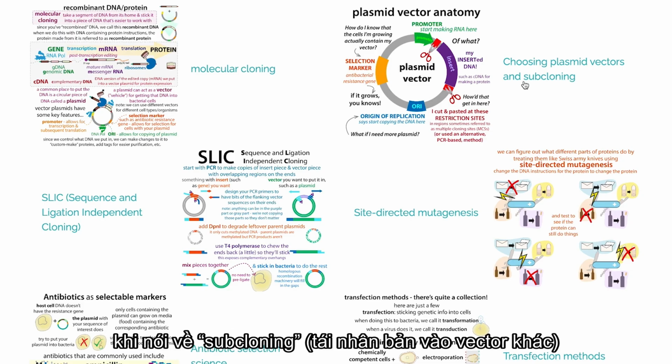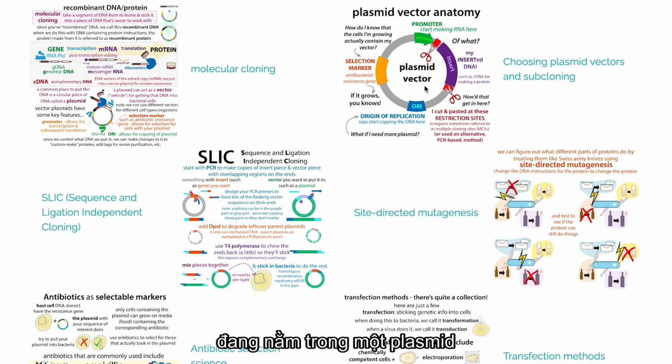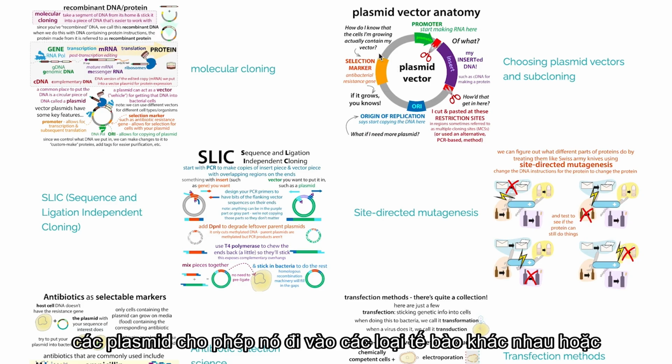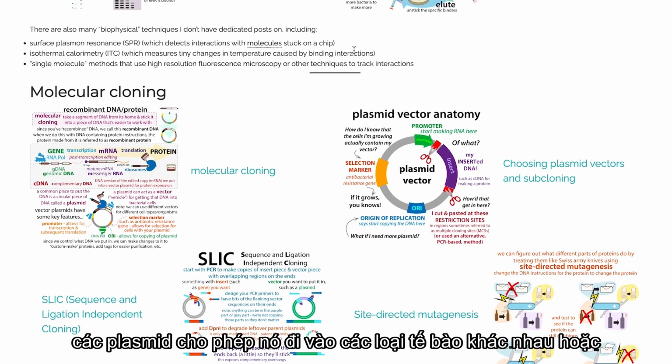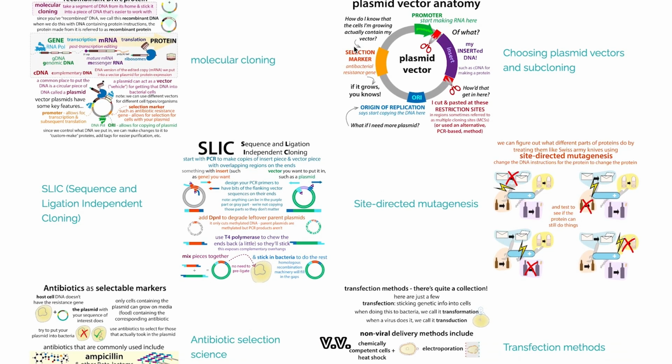When we talk about subcloning, this is basically when we're taking a sequence that's already in one plasmid and sticking it in another plasmid, which is getting more and more common these days. So you can have various vector plasmids that are going to allow it to get into different cells or be expressed at different times, things like this.